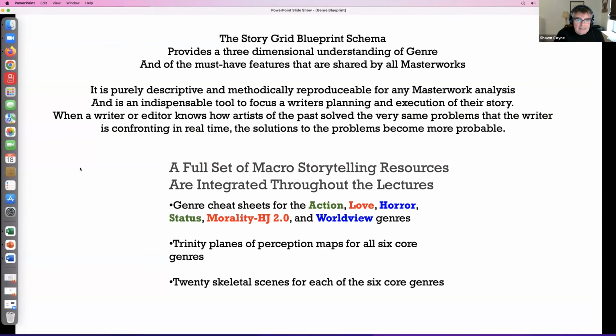Cool. All right. So what are you going to have at the end of this thing? All right. So the StoryGrid blueprint schema, that's kind of what I'm calling this. It's a blueprint schema. It's not a feature list. It's showing how all the features interact, right? It's not just a checklist. It's showing how they all work together to synthesize into a final scene, a scene synthesis that we call scene synthesis. All right, so this provides a 3-dimensional understanding of genre at a level that's never been revealed before.